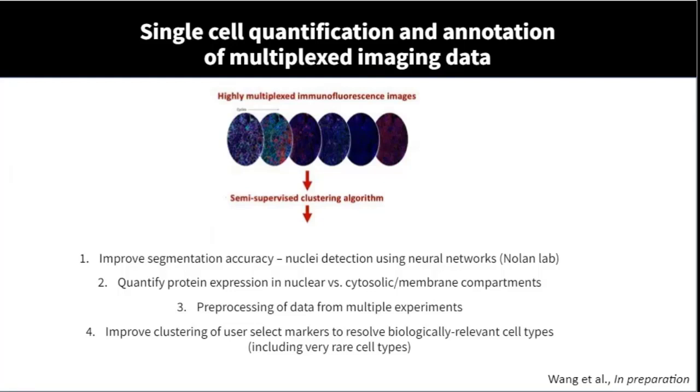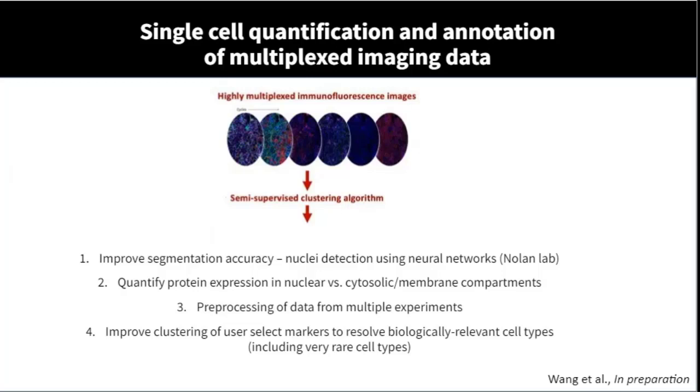First, we improved the segmentation accuracy with the help of Gary Nolan's lab. They've developed an algorithm to detect nuclei using neural networks instead of pure thresholding or watershed approaches. Second of all, we started quantifying protein expression in the nucleus versus cytosolic and membrane compartments.